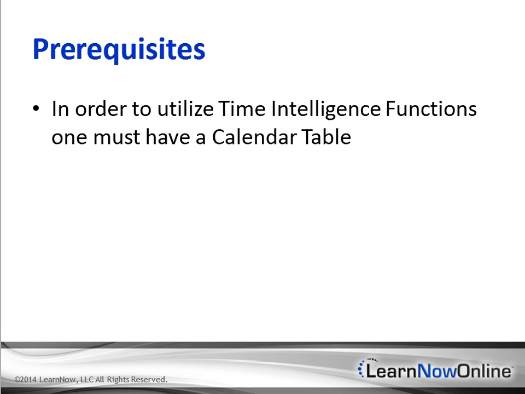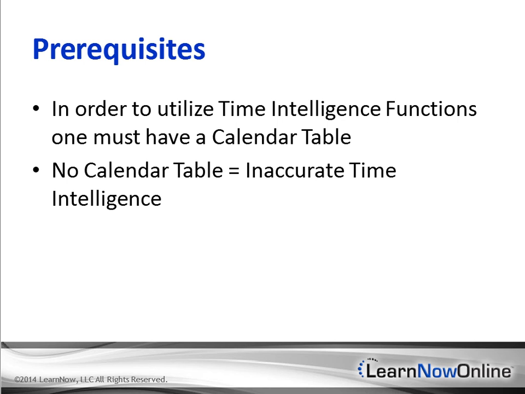Why? It also spans a long time. If you're going to be analyzing data for 10 years, 20 years, 30 years, you're going to need a calendar table that covers all that period of time and dates. Know that in advance. So in other words, no calendar table equals inaccurate time intelligence, or none at all.